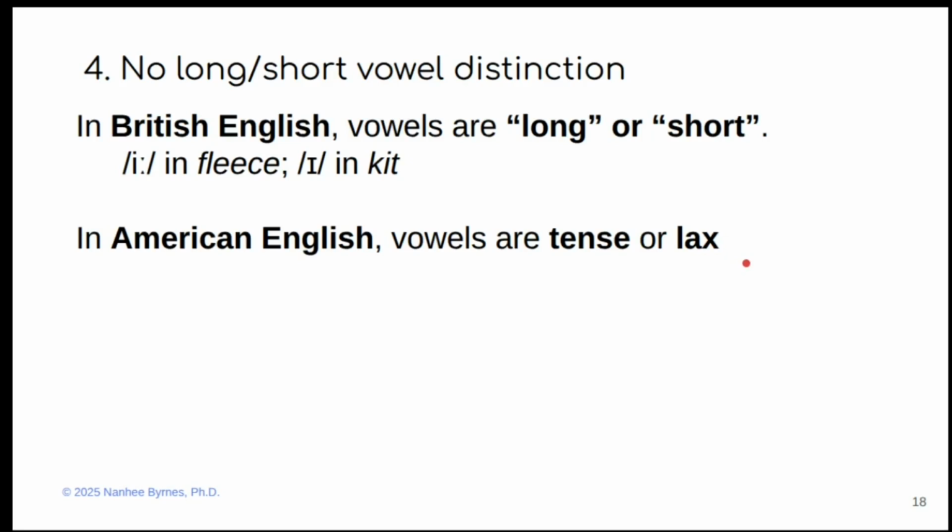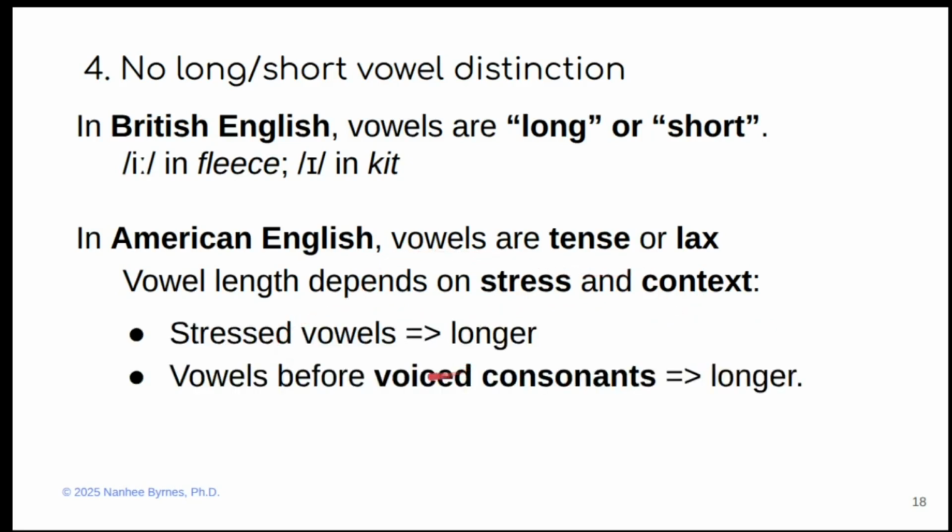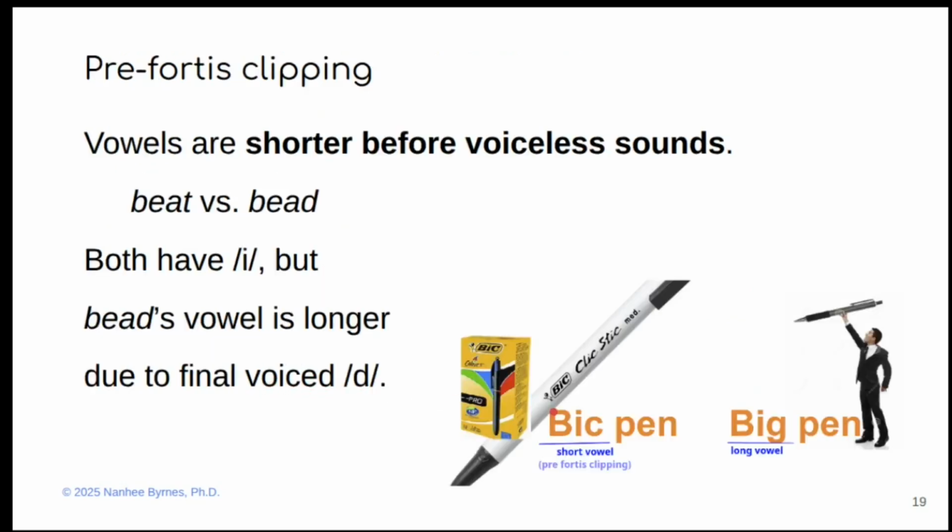Excellent observation. In American English, vowel length is not an inherent property of the vowel. Instead, it's a prosodic feature, meaning the length depends on stress and context. For example, if a vowel is stressed or followed by a voiced consonant, it will be held longer. Compare beat and bead. Both have E, but the vowel in bead is longer because it's followed by the voiced D. This is also related to a phenomenon called pre-fortis clipping, where vowel sounds are shortened before voiceless consonants.